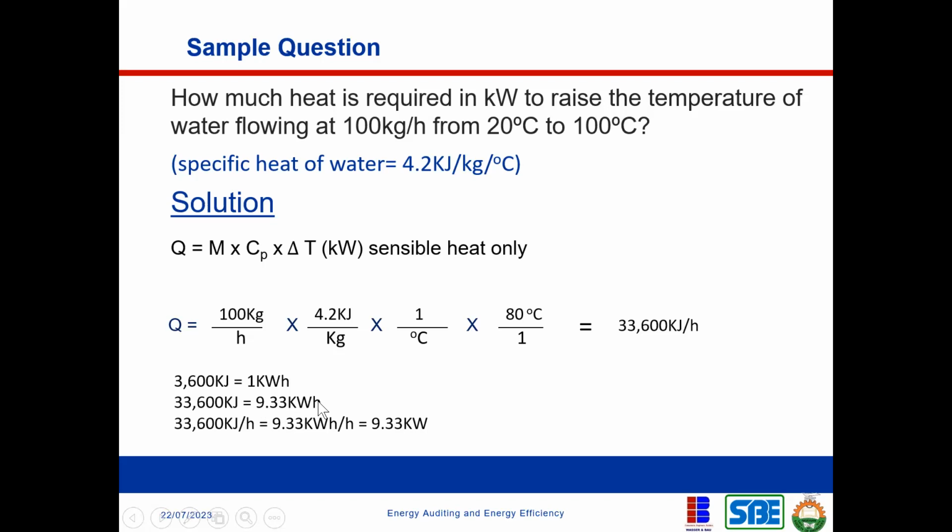Okay, so what you do now essentially is to remove this. You want your answer in kilowatt, not kilowatt hour. So you divide both sides by hour, right? When you divide both sides by hour, this hour cancels this hour. So you're left with 3.33 kilowatts, right? So 3.33 kilowatt is equal to 33,600 kilojoule per hour.